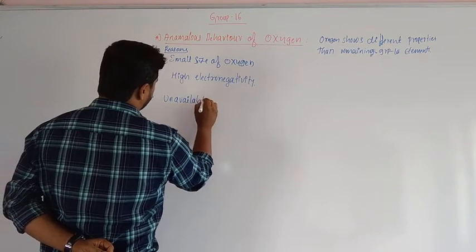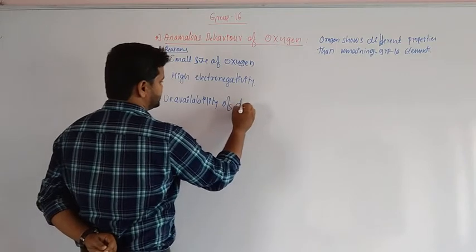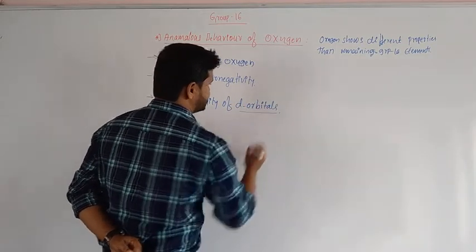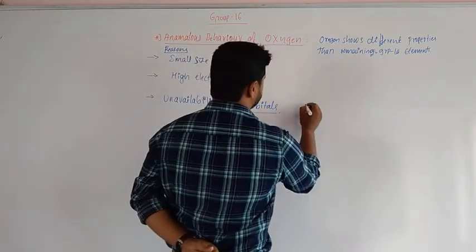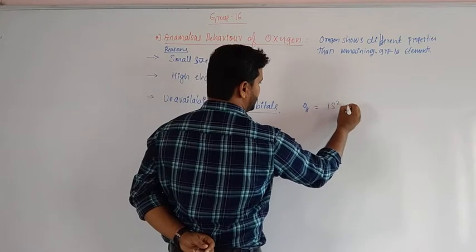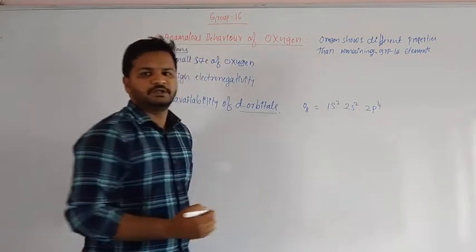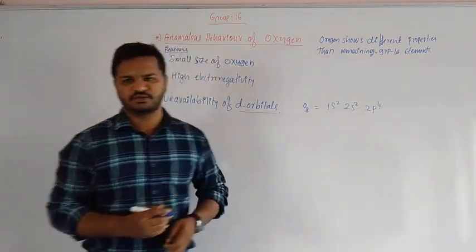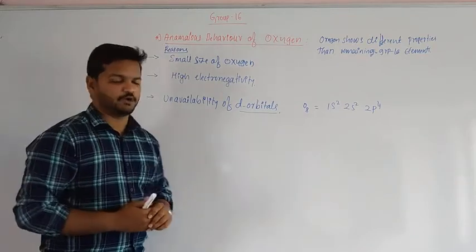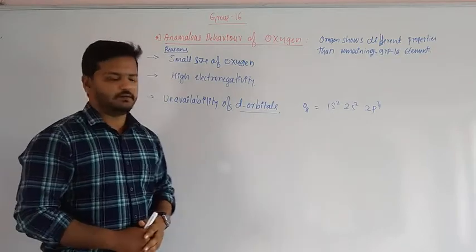Unavailability of d orbitals. Students, in oxygen there are no d orbitals. Okay, you can write oxygen. What is the atomic number of oxygen? Eight. Okay, the electronic configuration is 1s2, 2s2 and 2p4. There is no d orbital present in oxygen. That is why, that is also one of the important anomalous behaviors or anomalous properties, unavailability of d orbitals.